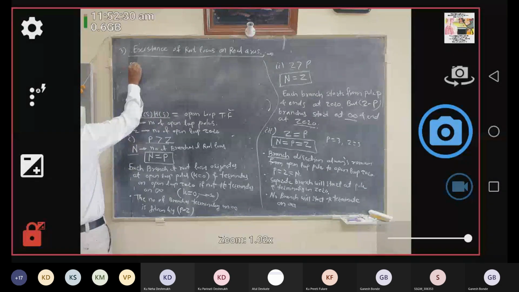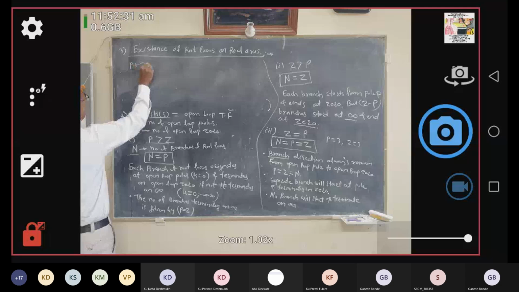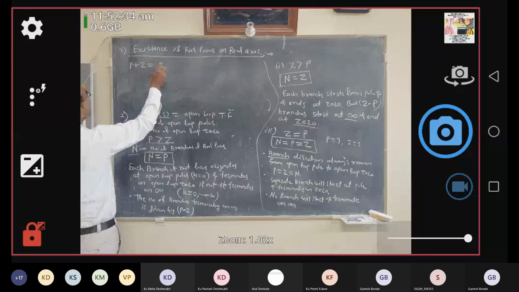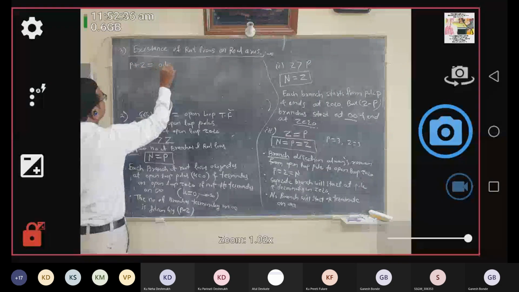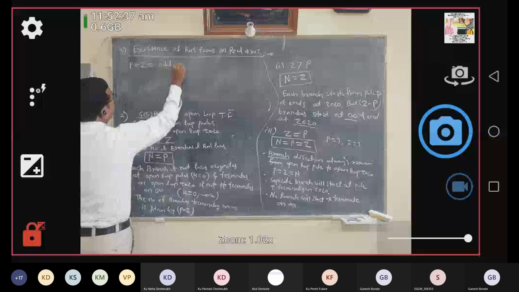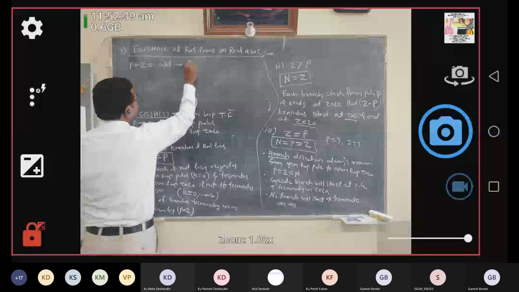Here we have to find out simply P plus Z. When P plus Z on a particular section is odd, then it is a part of root locus. We just write down it is a part of root locus. And when P plus Z on a particular section is even, then it is a part of non-root locus. So you just remember this rule.